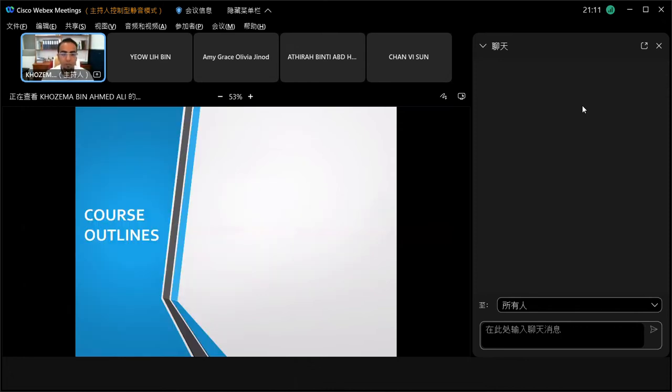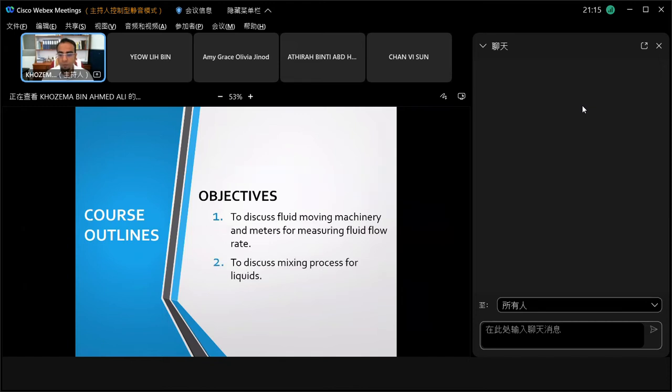Okay, so for the course outline, we have two objectives here. This objective is specific for the two topics that we will be covering for the next 7 weeks. It's not the overall objective of the course. The overall objective, I think Dr. Halina has already mentioned to you in the first classes, right? So this is the specific objective for the topics that will be covered by me.